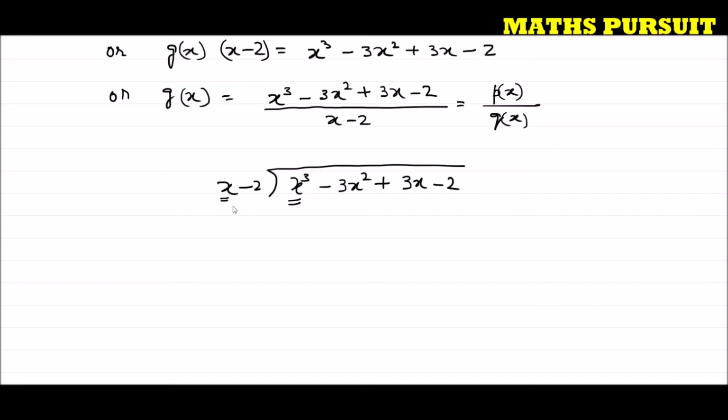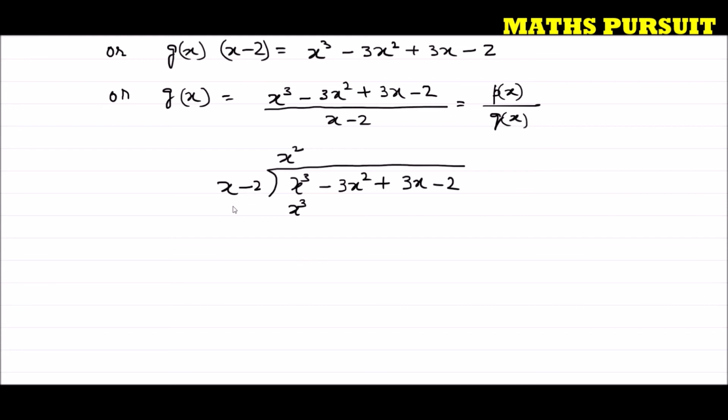Here we have x. What should I multiply to this x so that I can get x^3? The answer is very simple and very straightforward. If I multiply x^2 to this x, then I will get x^3. So that is what I am going to do now. I have multiplied x^2 with this x, and then I will multiply x^2 with this -2.